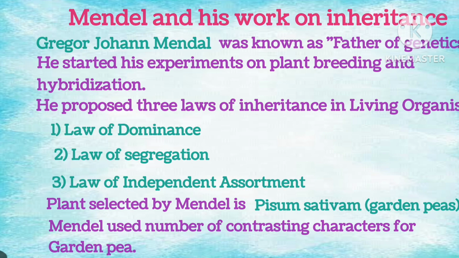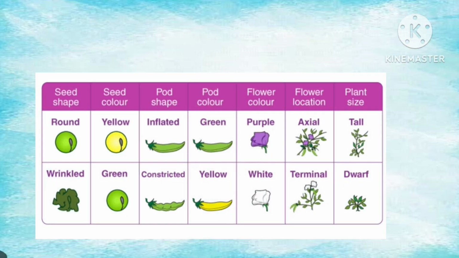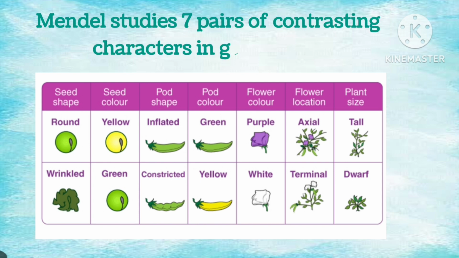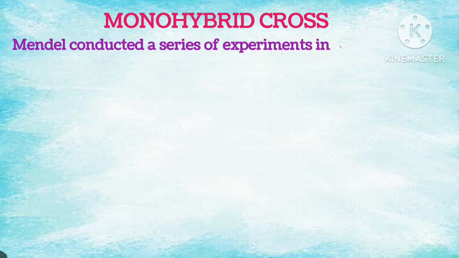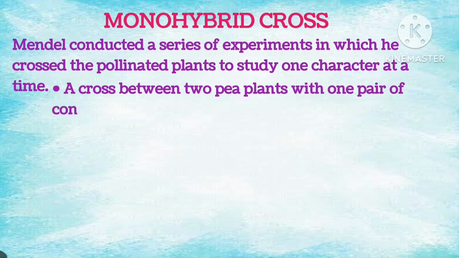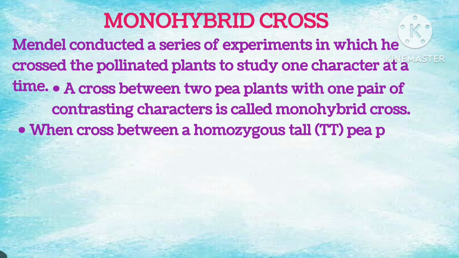Mendel used a number of contrasting characters for garden pea. As you can see in the picture, Mendel studied 7 pairs of contrasting characters in garden pea. Monohybrid cross. Mendel conducted a series of experiments in which he crossed the pollinated plant to study one character at a time. So a cross between two pea plants with one pair of contrasting characters is known as a monohybrid cross.